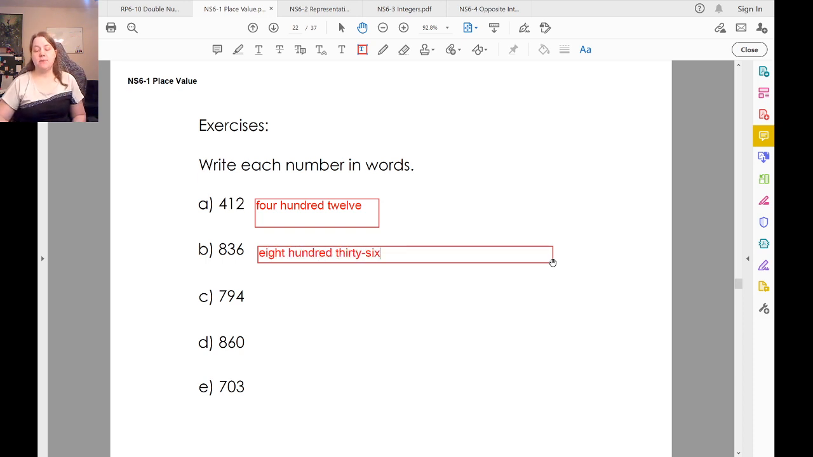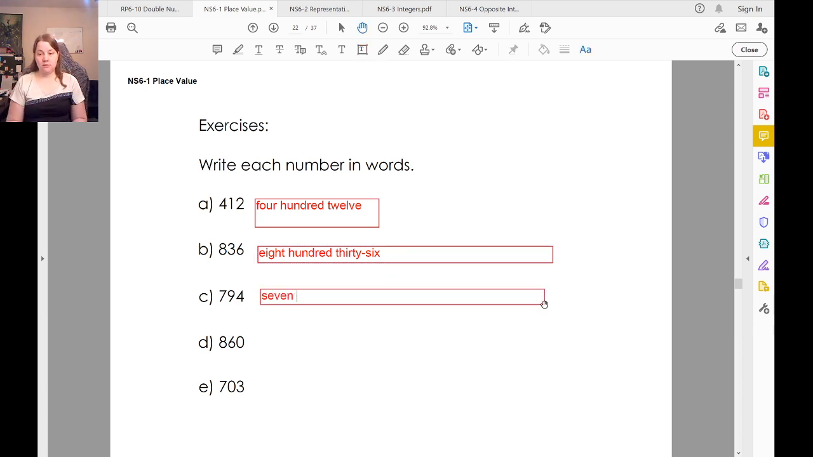You can see that what I'm not doing is I'm not putting an and anywhere. When you say and in writing out numbers, what it actually means is it stands in the place of the decimal, or it tells you that there's going to be a fraction coming up. That's the only time that we use the word and.